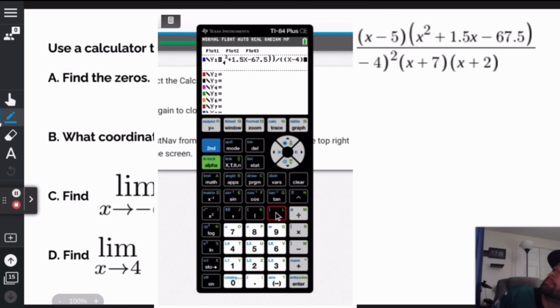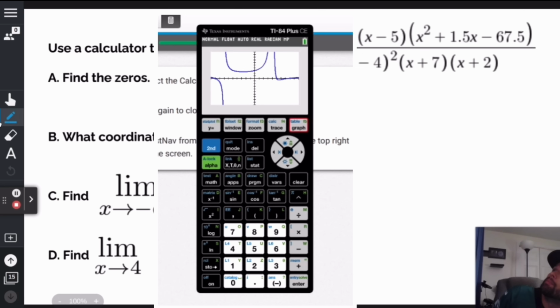x minus 4. Now, don't forget to square it. That's going to give us some multiplicity. That'll show up later on. x plus 7 and x plus 2. Ooh, so an x plus 2 in the numerator and the denominator. I wonder if that'll show up. Now let's hit graph and see what I end up with.